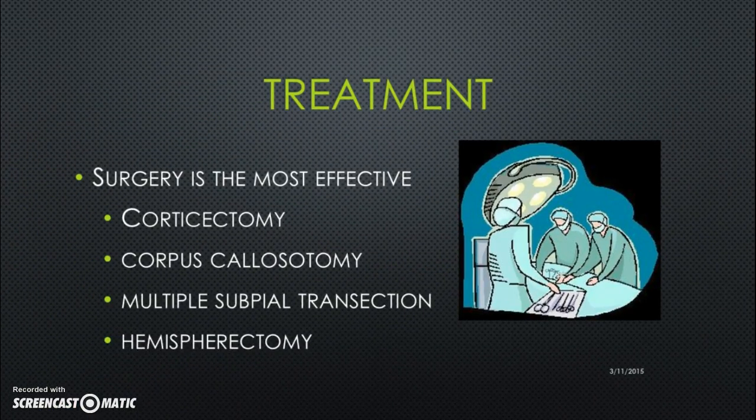The main treatment for RE is surgery. It is the most effective. And in surgery, you have four options: a corticectomy, a corpus callosotomy, multiple subpial transection, and a hemispherectomy. Now, a corticectomy is a removal of a specific portion of the cerebral cortex. The corpus callosotomy severs the membrane that divides the right and left cerebral hemispheres that interrupts the electrical signals from seizures. The multiple subpial transection is a series of shallow cuts into the brain's cerebral cortex.